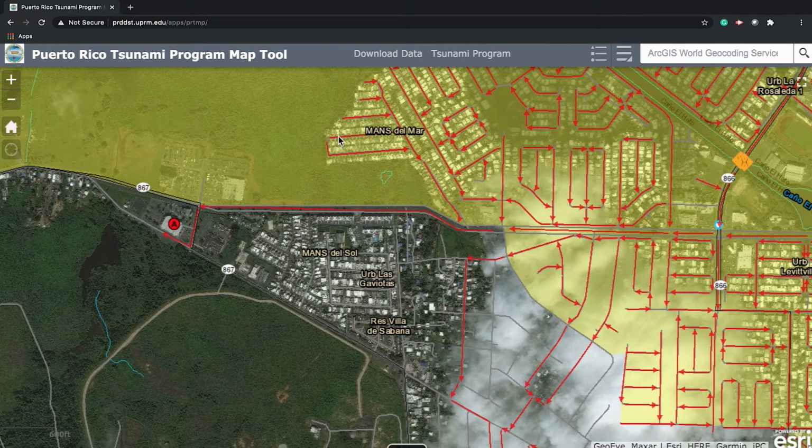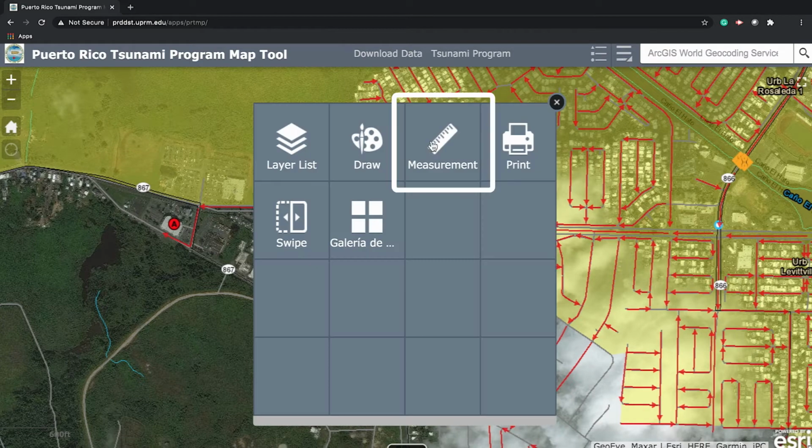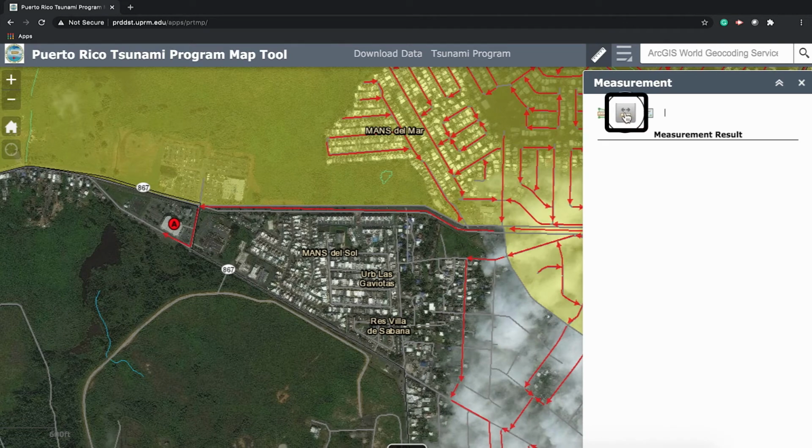Let's pretend we live in this house, which is in the yellow evacuation zone. Now we want to leave this house and travel out of the evacuation zone and to the closest assembly point. To find the distance between these points, we'll use the distance measurement feature. Once selected, you can change the unit here if needed.